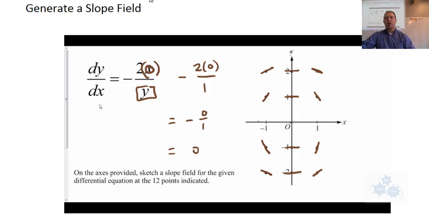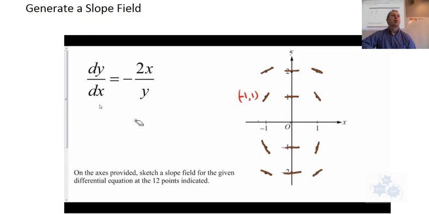So again, just plug the points in, whatever your coordinate is. For example, we didn't do this one, but negative 1 and 1. That's a negative 1 goes there, and a positive 1 goes there. So that's negative 2 times negative 1. That's positive 2 over 1, which would be positive 2. Okay, so that's how you get that slope. Any questions there?